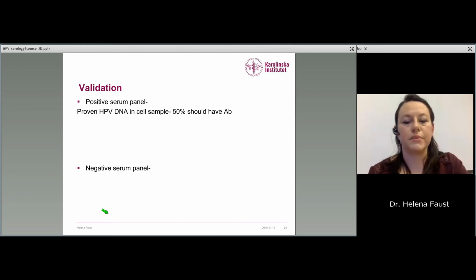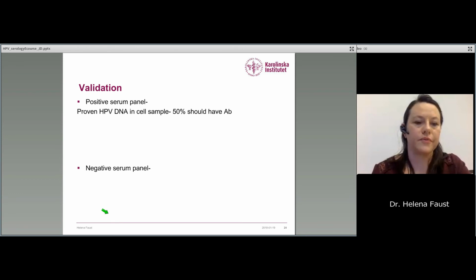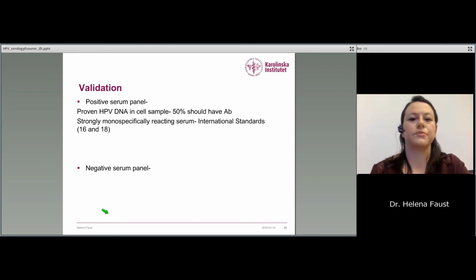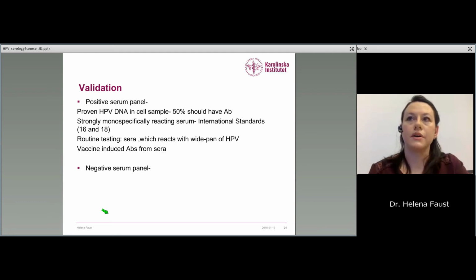So, validation of the method. For that one needs a positive serum panel and a negative serum panel. For our positive serum panel, we have proven HPV DNA in cell samples, and we can then estimate that about 50% of them should also have an antibody response. Then we have strongly monospecifically reacting sera called international standards. These are established so far for HPV 16 and 18, but work is still ongoing and hopefully we will cover more types soon.